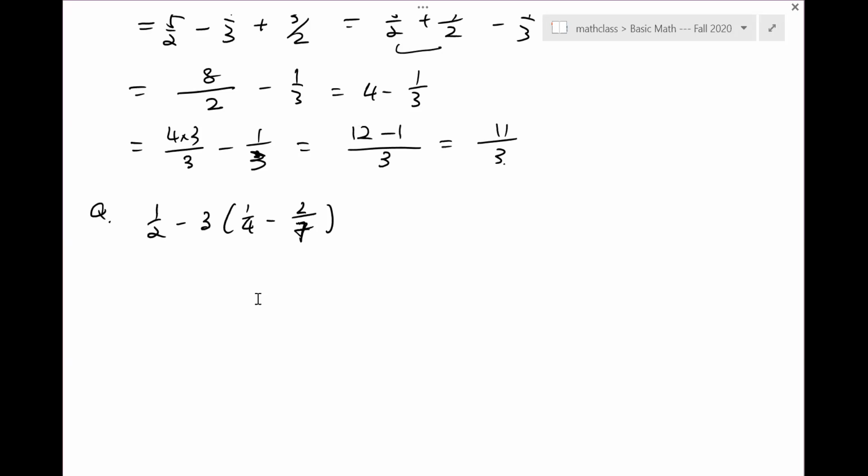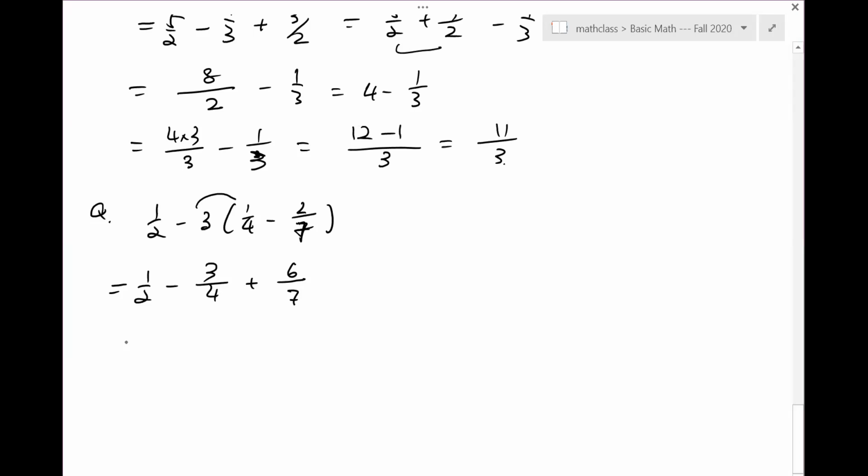I think we should multiply this out because I like 2 and 4. That's easy to get a common denominator. Okay, so let's try this. Let's multiply this out. Okay, watch out. 3 over 4. Negative, negative becomes positive. 3 times 2 is 6, 6 over 7. Okay? If you don't get this, then something's wrong.